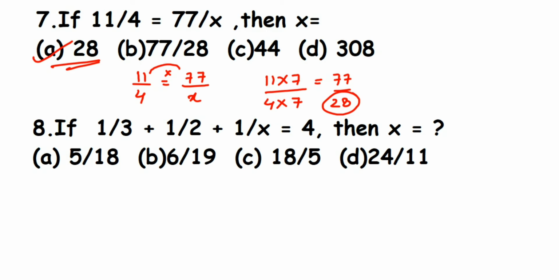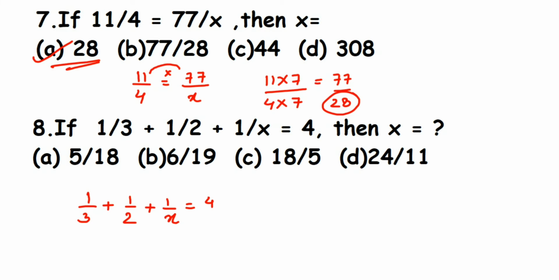So in the 8th one, it's like addition. So if 1 by 3 plus 1 by 2 plus 1 by x is equal to 4, then what is the x value? So here we have to do addition, and then we have to get the x value. So let me rewrite this once again. So it's 1 by 3 plus 1 by 2 plus 1 by x is equal to 4.